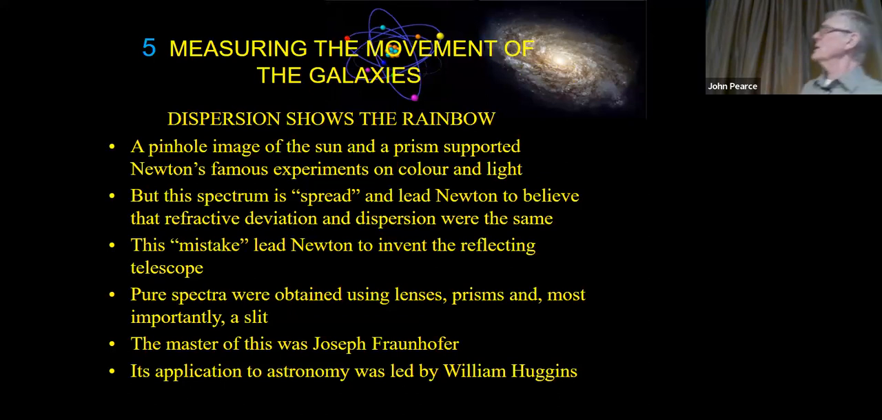We can go back originally to the work that was done by Newton when he split up light using a prism. He made a mistake originally by assuming that the dispersion and the refractive index of glass were the same. And because of that, he invented the reflecting telescope, which effectively is the basis of all the telescopes we use today, including the James Webb Telescope. But you can use pure spectra using lenses, prisms, and slit. And this was largely explored by a chap called Joseph Fraunhofer. And its application to astronomy was carried out by William Huggins.